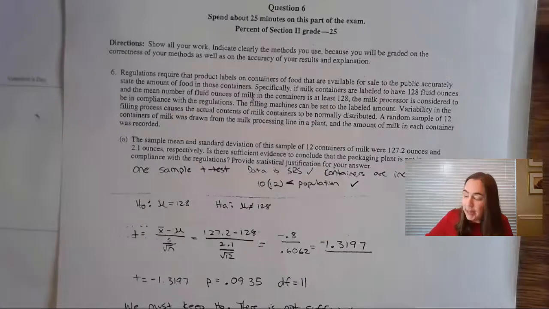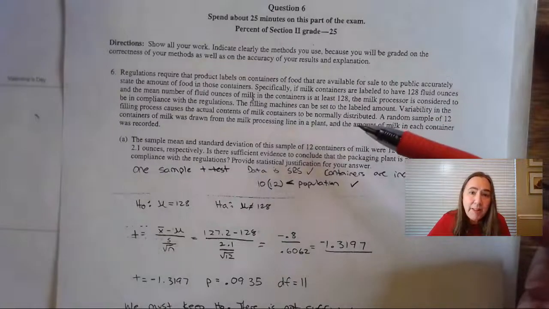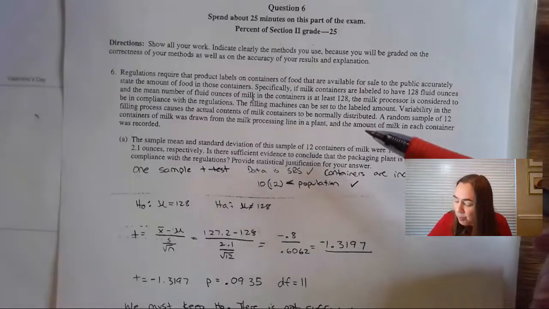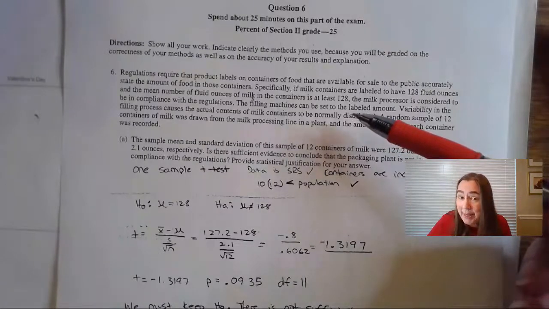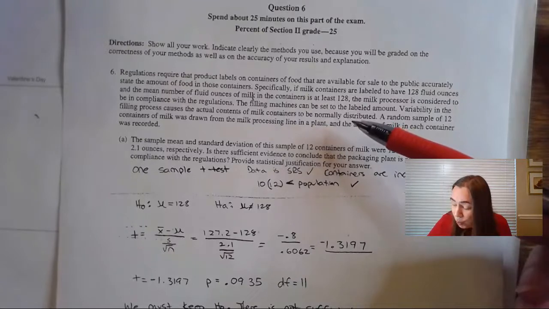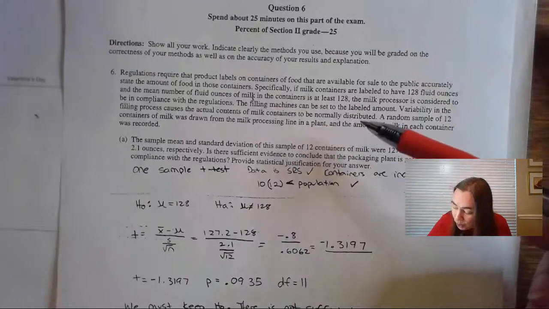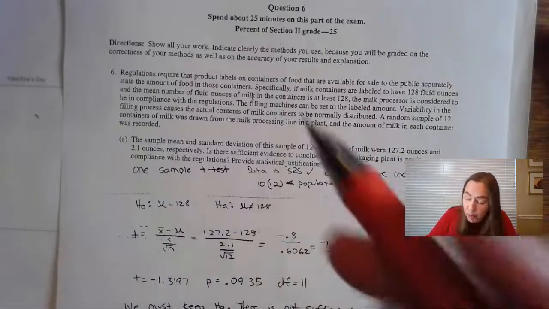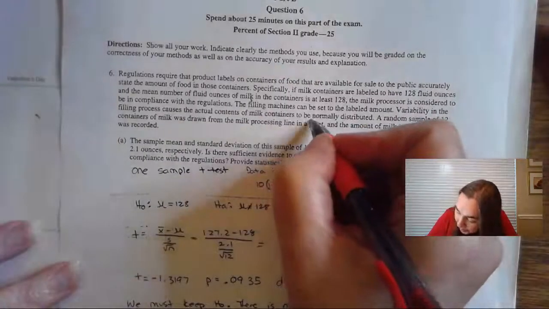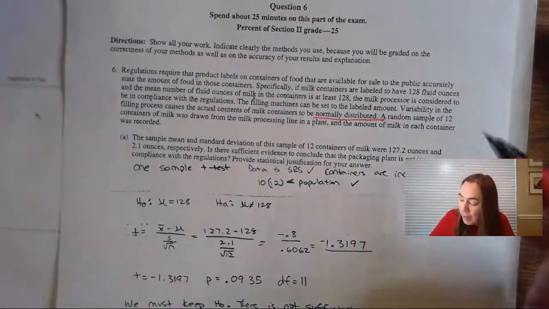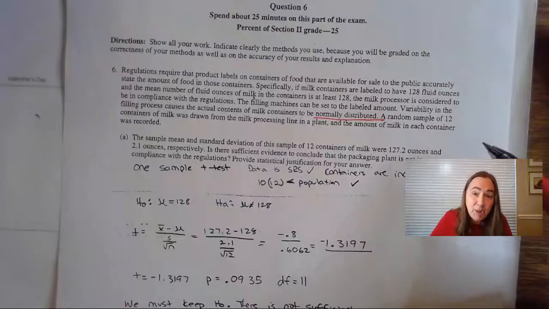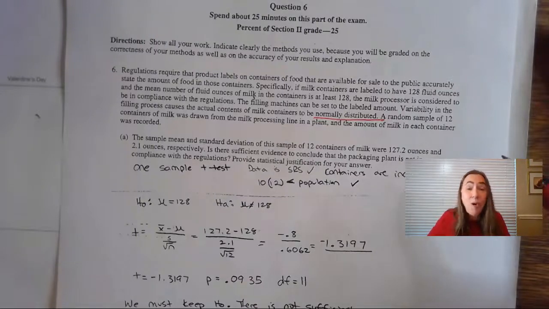So looking at this question, they give you some background information about filling milk containers. And there's some really important information in there that I hope that you did read. It gives you what should be happening: that the milk containers contain at least 128 ounces of milk, and that the contents are normally distributed. And we have 12 containers that have been randomly sampled from all the containers that are filled up. So let's take a look at part A.